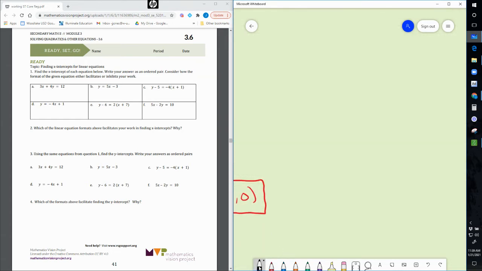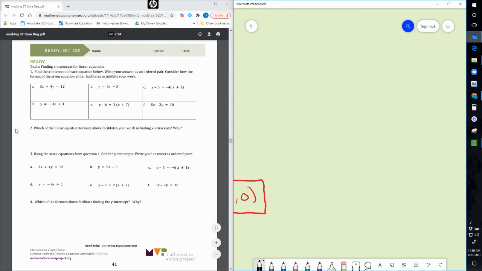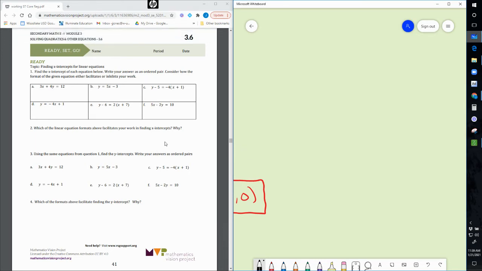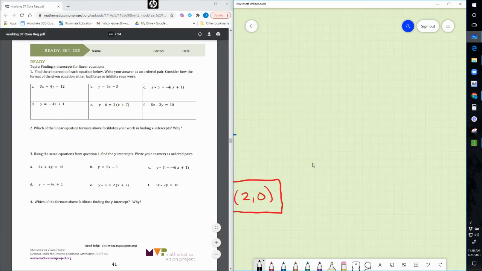All right, number 2 says, which format facilitates your work? So which one makes it easiest to get the job done and why? Basically, one of them should be giving you some answers for free or pretty close, or just makes it a lot easier. All right, the next question, number 3, is almost the exact same thing, same questions, but it asks you to find the y-intercept.